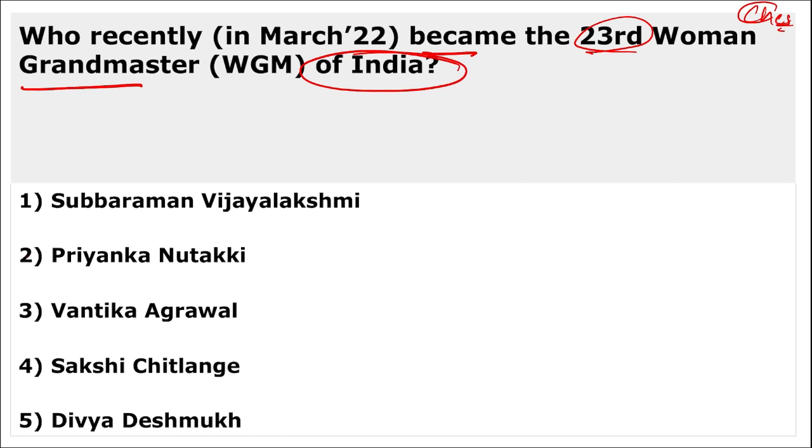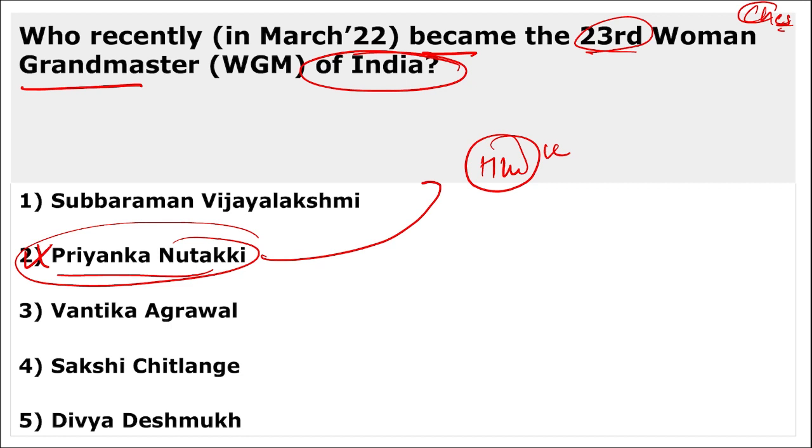She is Priyanka Nutaki. She became the 23rd Women Chess Grandmaster of India. And she is from where? Can you tell me? This is your homework. Tell me, where is Priyanka Nutaki from? Which state? This is your second homework.